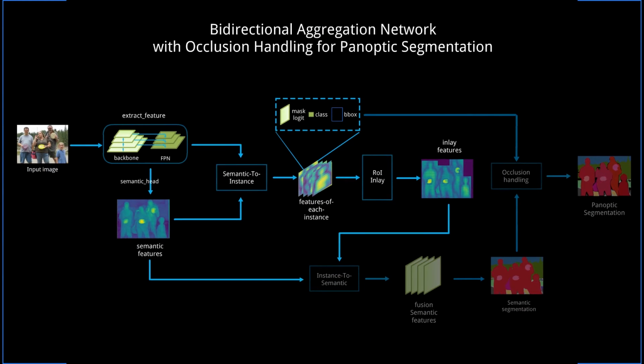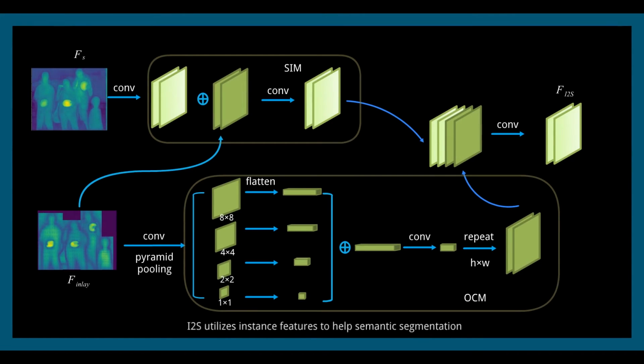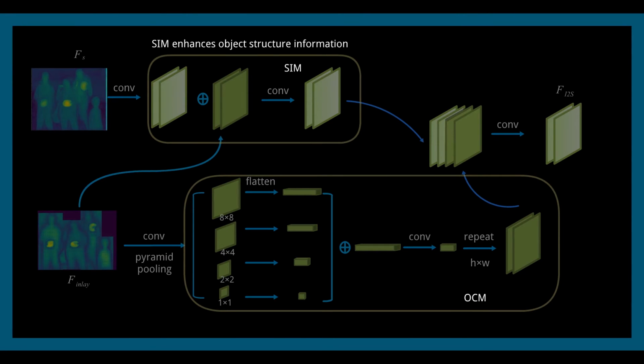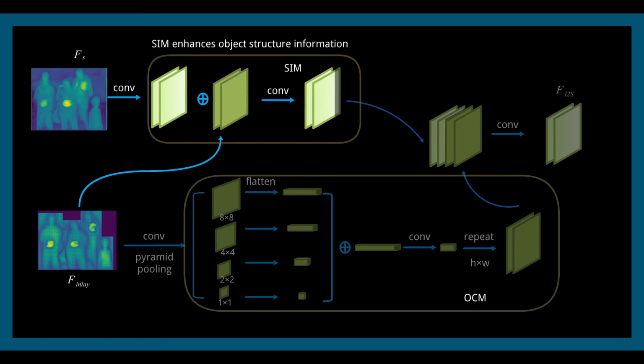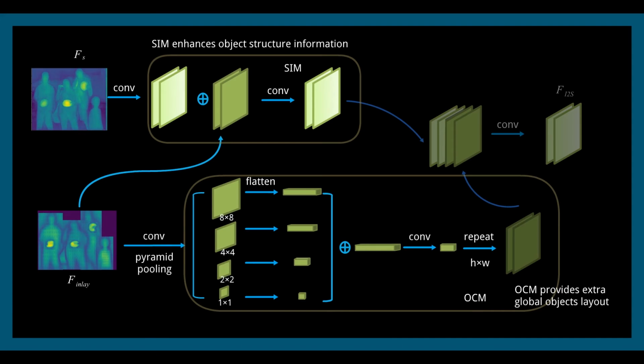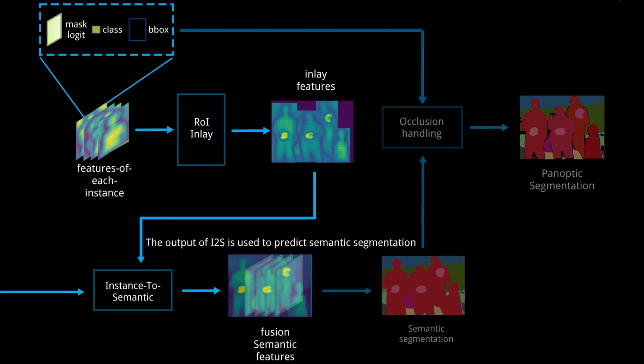The instance to semantic module aggregates semantic features with the inlaid features by two submodules, namely SIM and OCM. SIM enhances object structure information. OCM provides actual global object layouts. The aggregated features are used to perform semantic segmentation. So far, we've finished the task of instance segmentation and semantic segmentation.